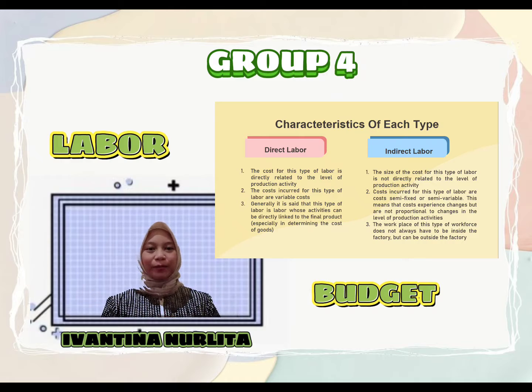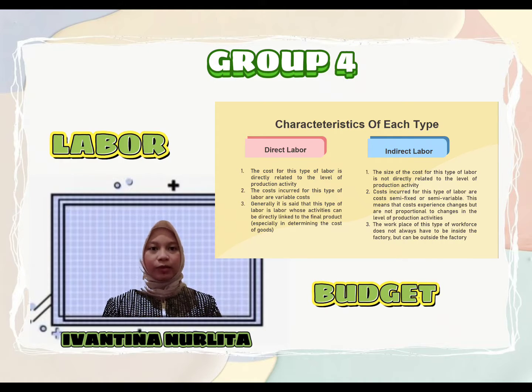Okay, I will explain the characteristics of each type. Number one, direct labor. First, the cost for this type of labor is directly related to the level of production activity. Next, the costs incurred for this type of labor are variable costs. And third, generally this type of labor is labor whose activities can be directly linked to the final product, especially in determining the cost of goods.